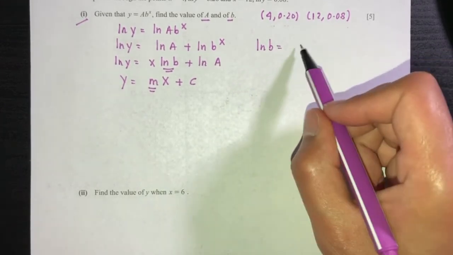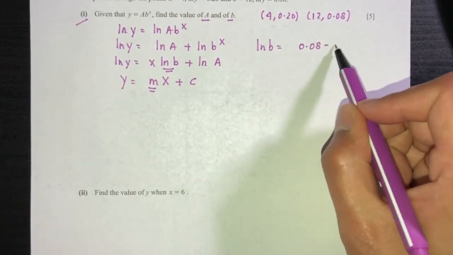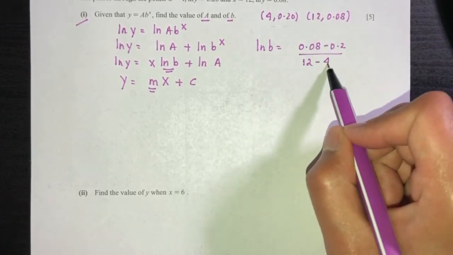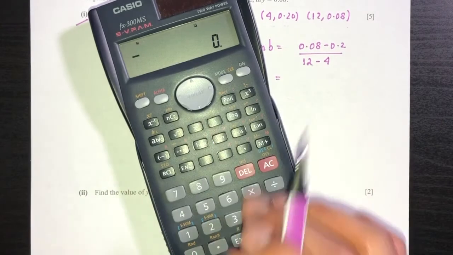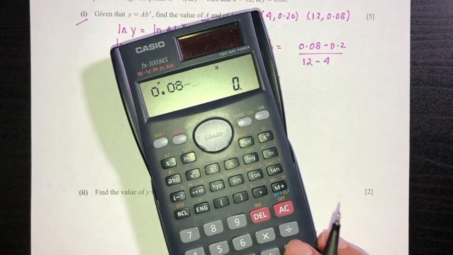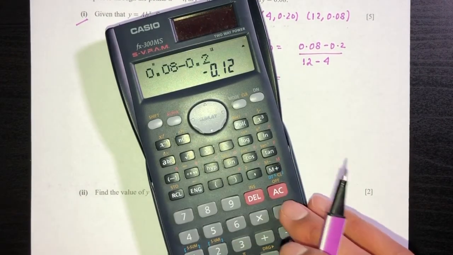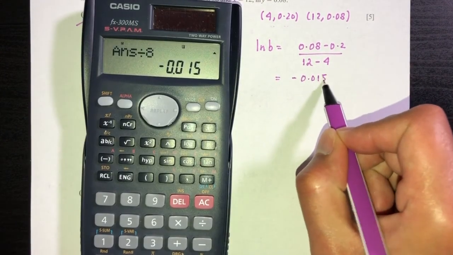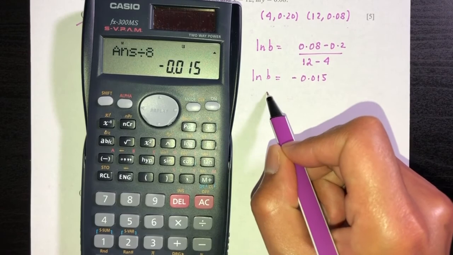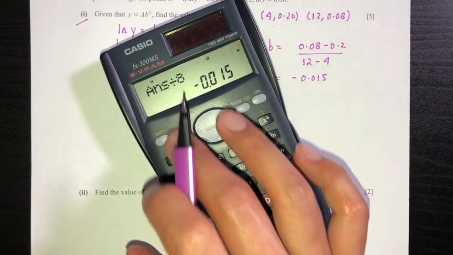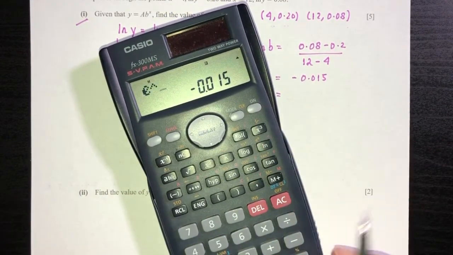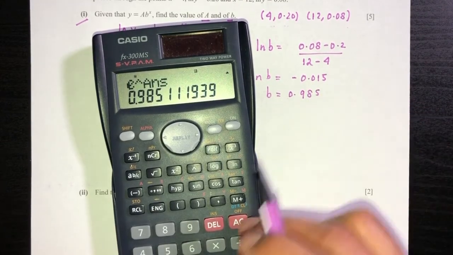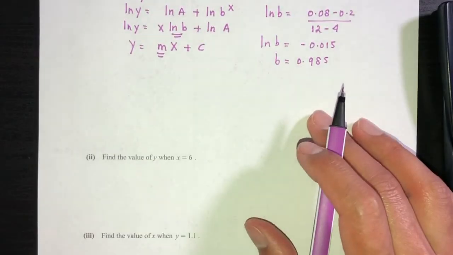That will be y2 minus y1, so 0.08 minus 0.2 divided by x2 minus x1. So let's do that. 0.08 minus 0.2 divided by 8. That should be minus 0.015. That will be ln b. So the value of b will be the exponential of that. That will be 0.985. That is your value for b.